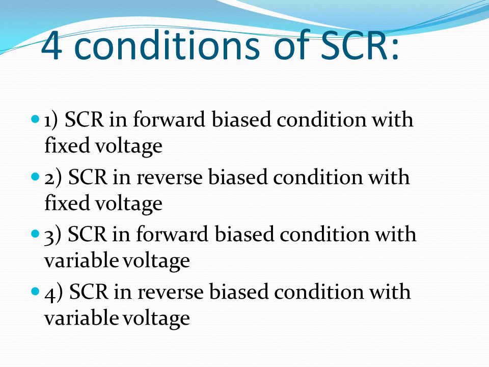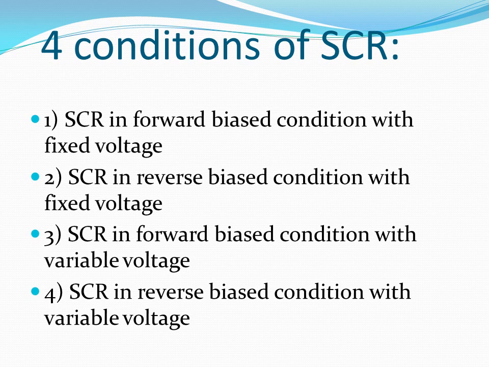Now in the third condition, when the SCR is in forward biased condition and a variable voltage is applied to it, this state is known as the forward conduction state of SCR, because the SCR is conducting under this situation. How, we will quickly see from the VI characteristics. Then the fourth one is SCR in reverse biased condition with variable voltage. This state is known as the reverse conduction state of SCR. So under the third and fourth conditions, the SCR will remain in on state, that is SCR will conduct.